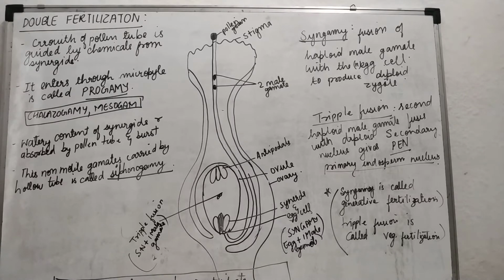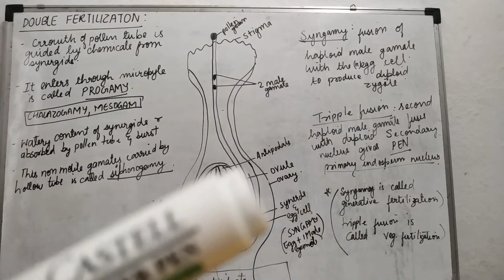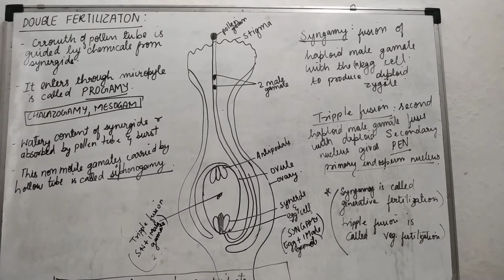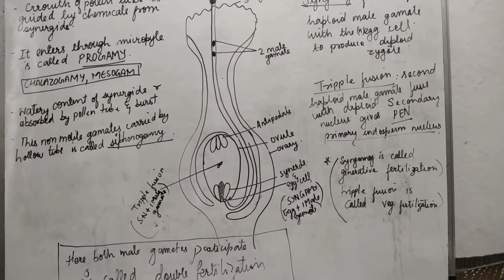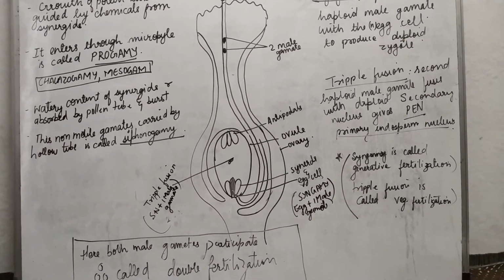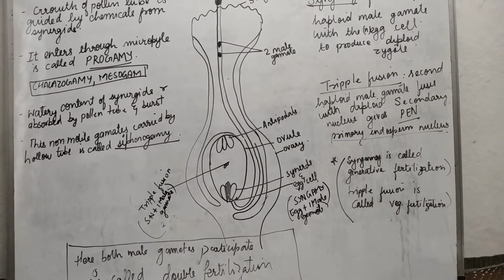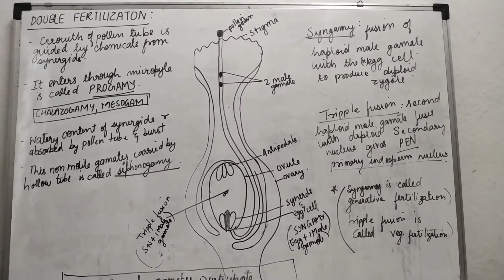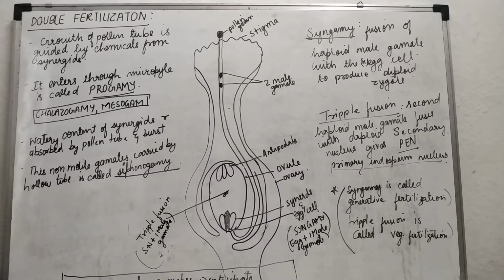This is the process of syngamy and triple fusion. This is what is called double fertilization. Now why is it called double fertilization? It is called double fertilization because both male gametes are participating in it. Double in the sense two, therefore two male gametes are involved, therefore it is called double fertilization.